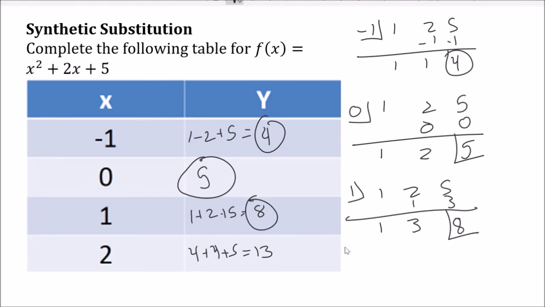Interesting. Let's put the 2 in there now. 1, 2, 5. 1 times 2 is 2. Add them together and get 4. Times 2 is 8. Plus 5 is 13.